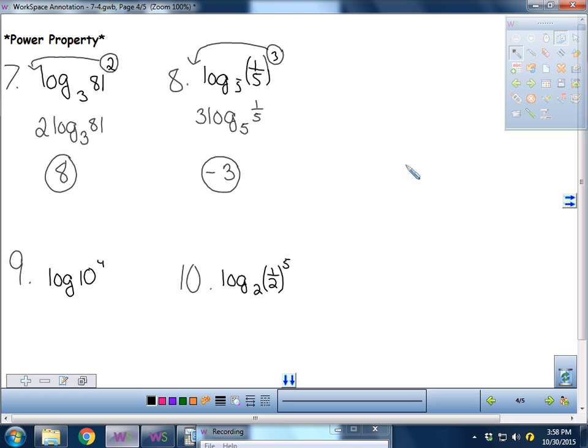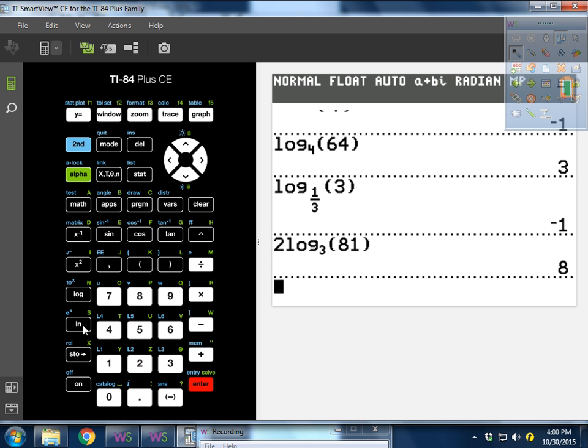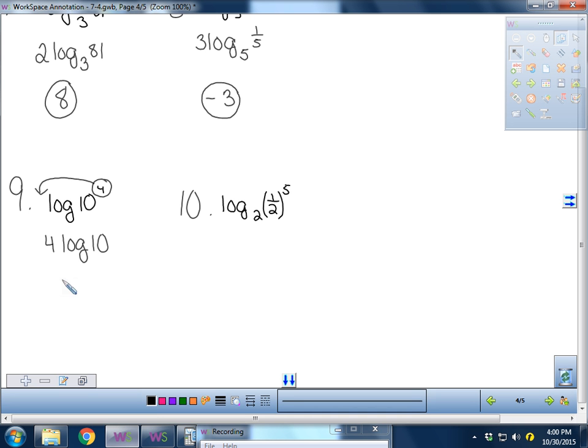All right, so let's take a look at 9 and 10. Again, I notice that I have a log and a power. So the power rule says I can move the 4 to the front. So I have 4 log 10. And remember, we've already talked about the fact that if there is no base, the base is 10. If you're plugging this one in your calculator, remember this log is already a base of 10. So I can just say 4 log 10, and it doesn't give me that little box down here. See how there's no box? Because it already realizes it is a base 10. All right? So the answer is 4.